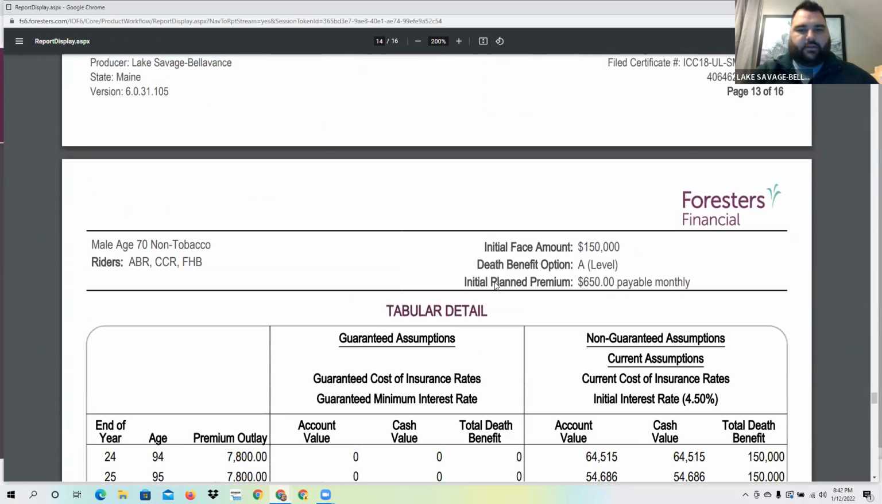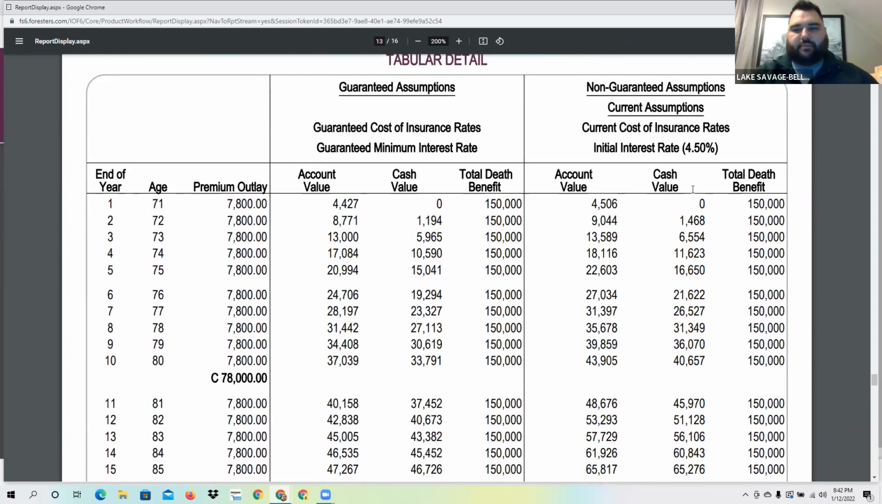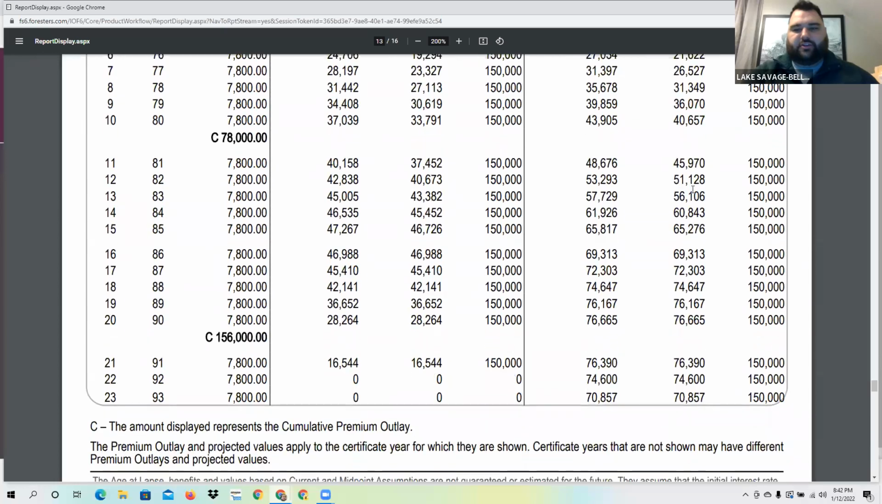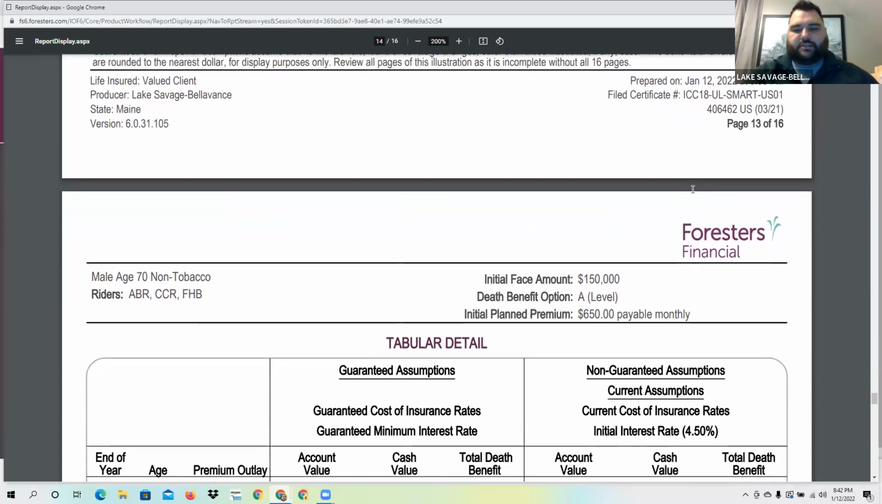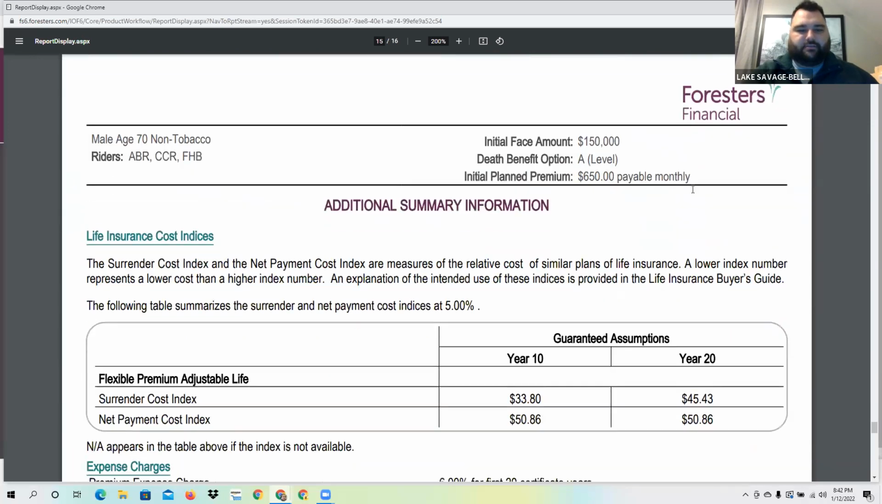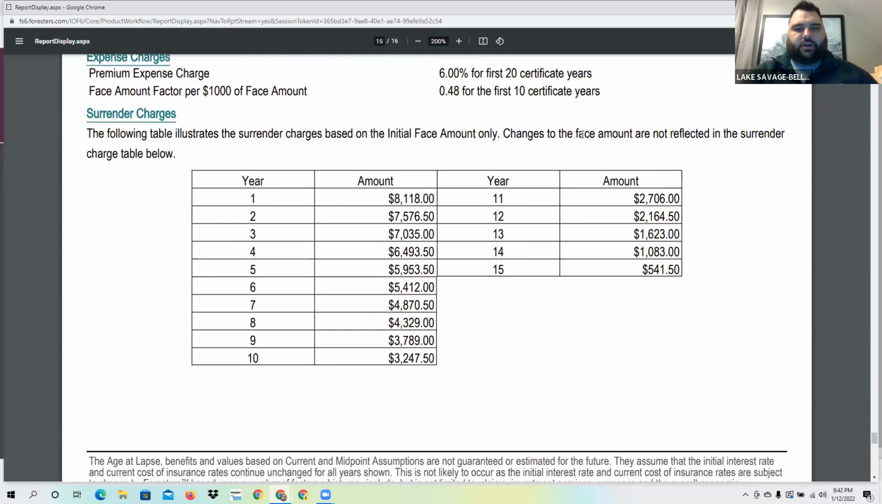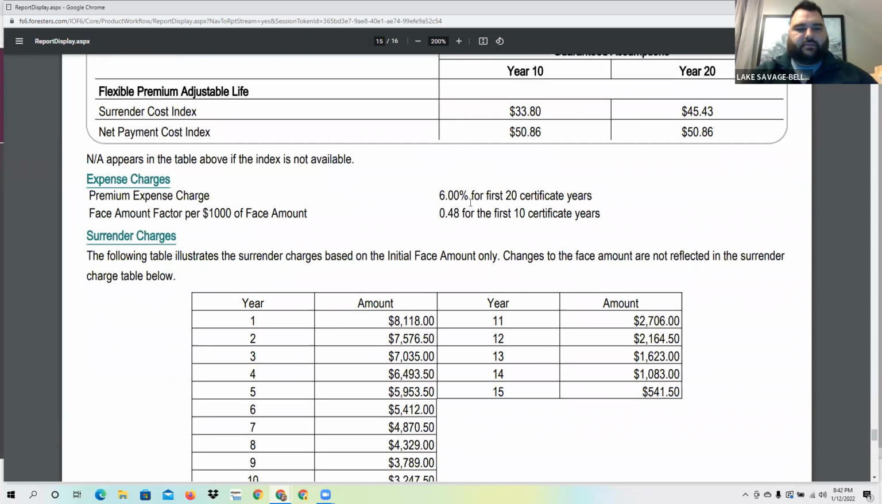Okay. Can't find it there, but this is the illustration that shows both the guaranteed assumptions at 2% and the current initial interest rate of 4.5%. So this is the illustration that you would show them. If you're in person, you'd have them sign it. Forrester's e-app is pretty easy when it comes to that. Okay, so perfect.